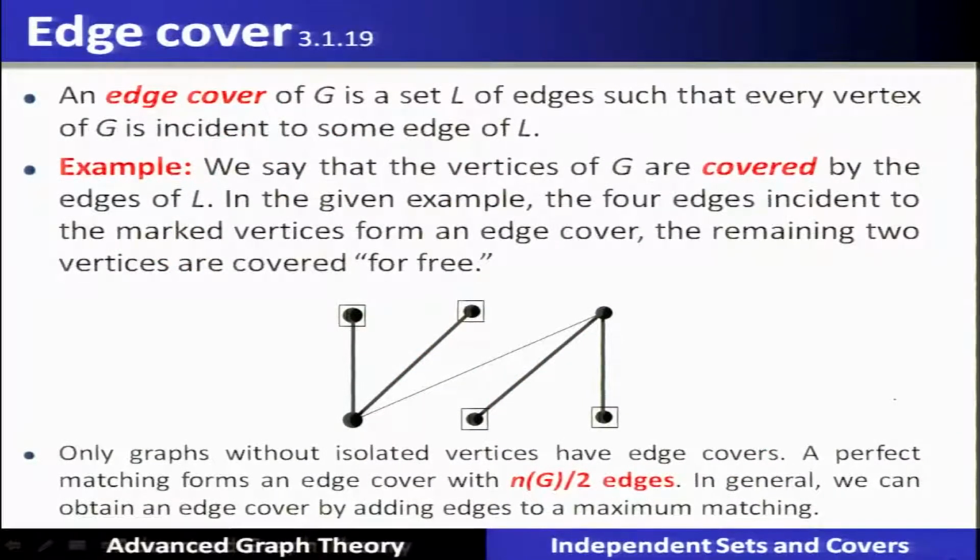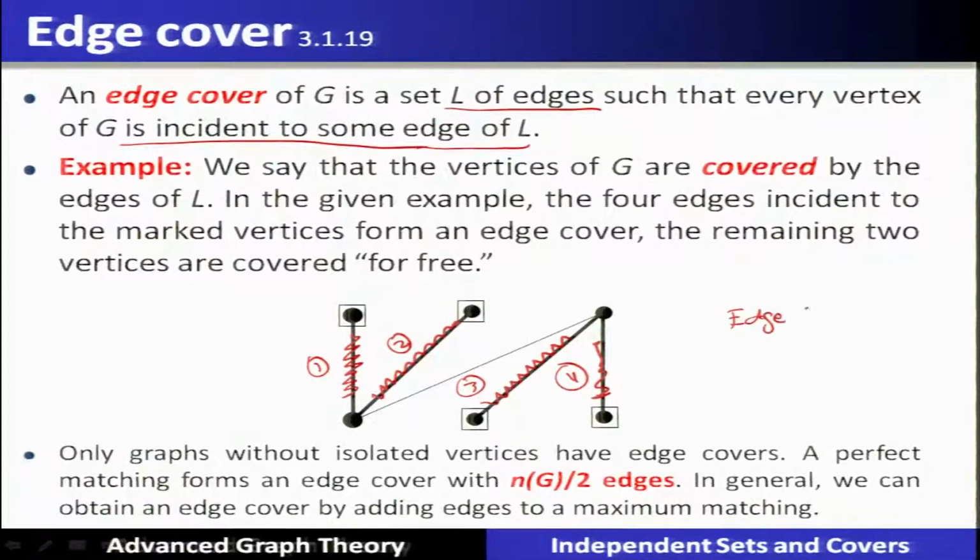So, edge cover of a graph G is a set L of edges such that every vertex of G is incident to some edge of L. In this particular example, let us say that this edge cover includes this edge, this edge, this edge and this edge. So, when we include all these 4 edges, what are they going to cover? They are going to touch all the vertices of a graph. So, all the independent vertices are touched by the 4 edges.